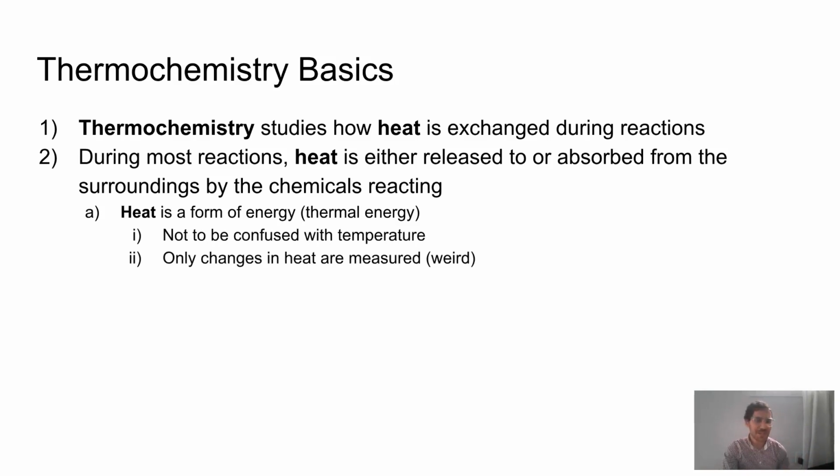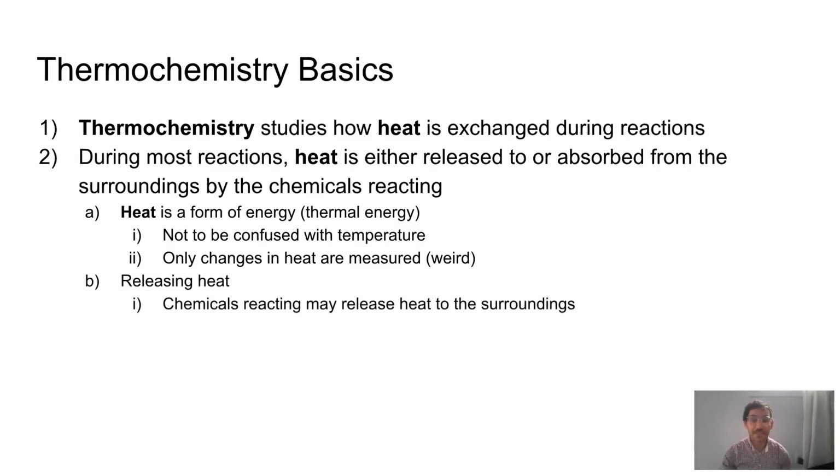Only changes in heat are measured. We don't actually just go in and measure how much heat something has. Usually we measure the changes in heat, and we indirectly calculate how much heat something has. So when heat is released, the chemicals release heat to their surroundings. This is something that's described as exothermic.